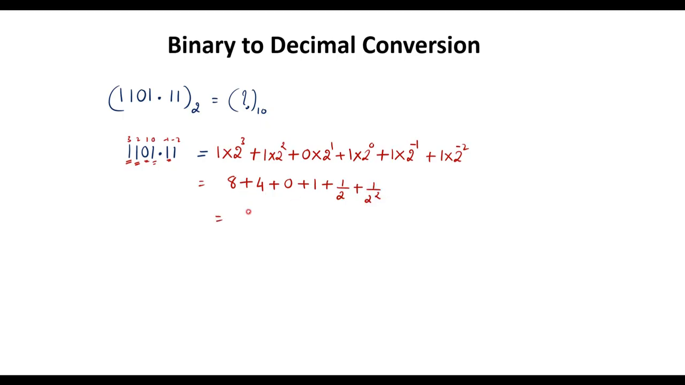So this is 8 plus 4 plus 1 is 13, plus 1 by 2 means 0.5, plus 1 by 2 power 2, that is 1 by 4, that is 0.25, which is nothing but 13.75, which is in decimal.